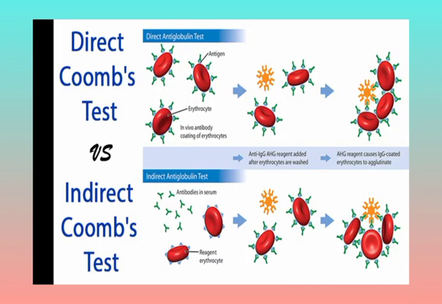This is the direct Coombs test versus the indirect Coombs test. As we can see, in the direct Coombs test, antibody coating of the erythrocytes has occurred in vivo, and the anti-IgG reagent is added after the erythrocytes are washed, so the IgG coating on the erythrocytes is detected, whereas in the indirect test, antibodies in the serum are detected. So this is the difference between direct and indirect.